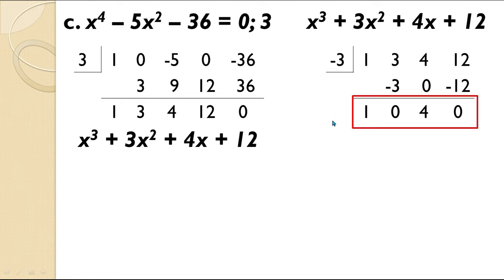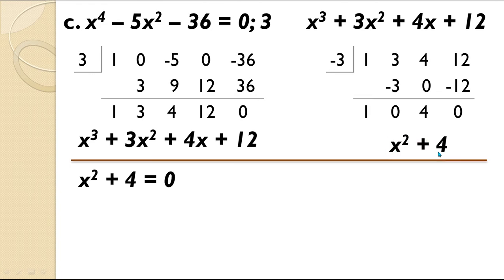polynomials. Then, next, gamitin natin ito, the new polynomial, x squared plus 4. So, gaya ng ginawa natin sa last example, we can use here the extracting the square root. So, transpose positive 4 to the right side, magiging negative 4.